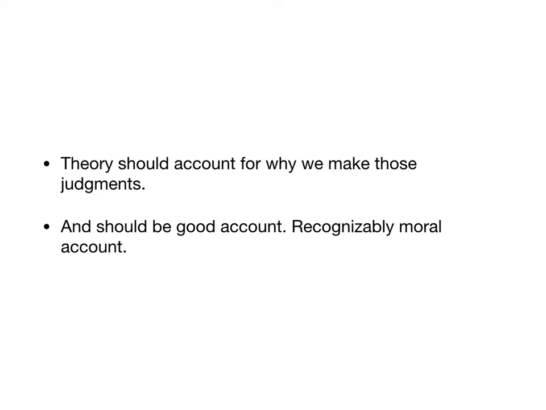Back to my point, though. The theory should give us some account of why we make these judgments. We say murder is wrong. We say lying is wrong, at least unless you have a good reason. Well, why is that? What do murder and lying have in common that makes them wrong? And our account of what makes these things wrong should be a good account. It should be a recognizably moral account. If you say, well, what's wrong with lying is that you often get caught, and that's embarrassing, that seems a weird account of what makes lying wrong, right?